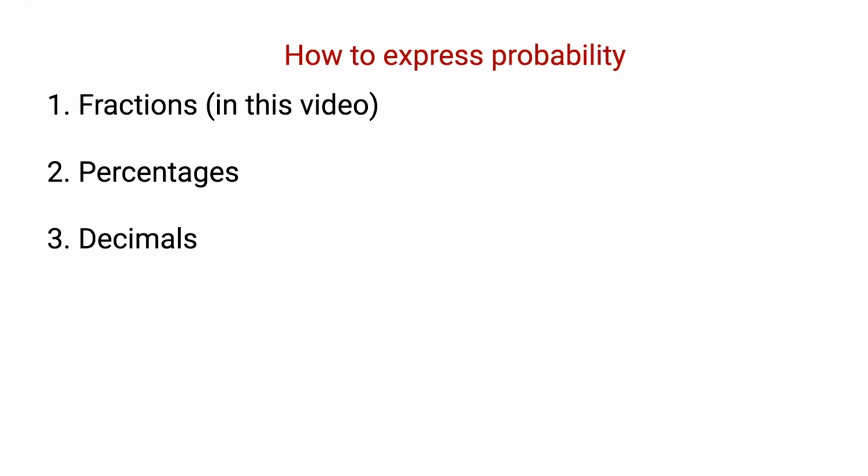How do you express probability? There are three common ways to express probability. Number one is using fractions. In this video, I'm only going to use fractions, and this is possibly the most common way of expressing probability. Number two, percentages, and number three, decimals. All of them will yield numbers that have equal value. So if you have a fraction that's a half, in terms of percentage, that's 50%, and as a decimal, it's 0.5. You can express probability in any of these three ways, but I'm going to be using fractions.